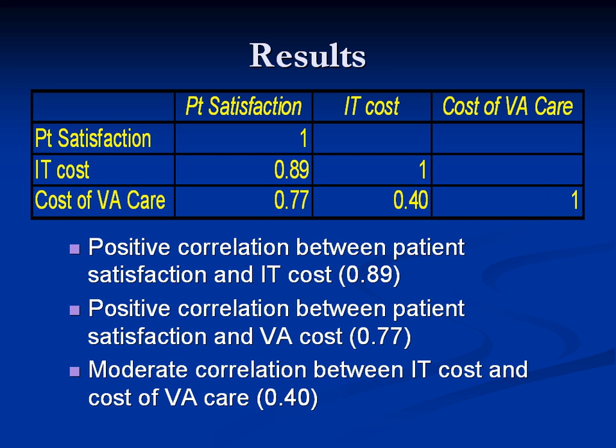Patient satisfaction and cost of VA care also have a fairly high correlation at 0.77, meaning that there is an association between the cost of care per veteran and the patient satisfaction scores. The relationship between the cost of VA care and the cost of information technology is less strong. They are found to have a correlation of 0.40, meaning that the cost of care per veteran is not as strongly associated with the cost of information technology. Other variables that contribute to the cost of care for veterans, such as transportation, would explain this lower value.